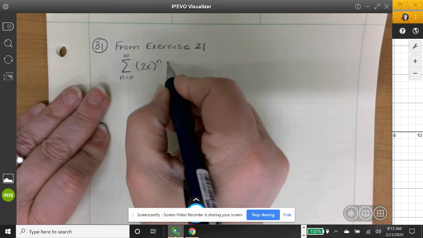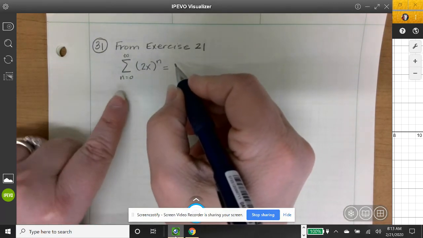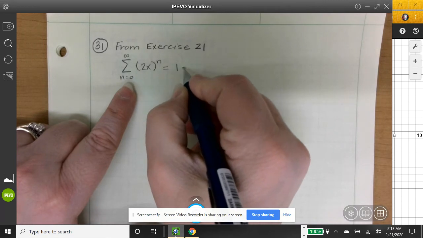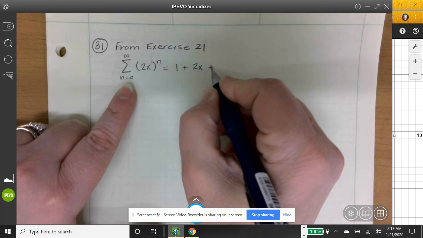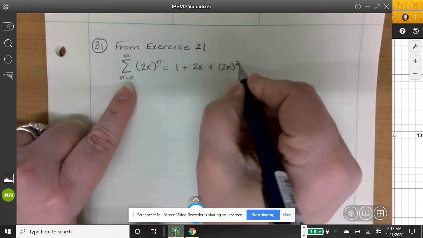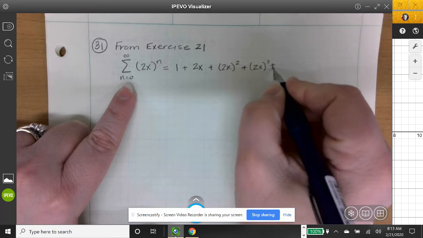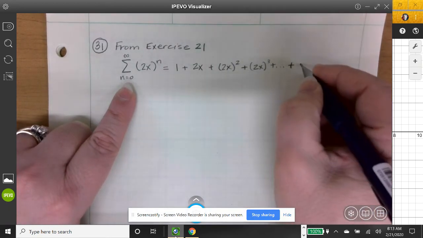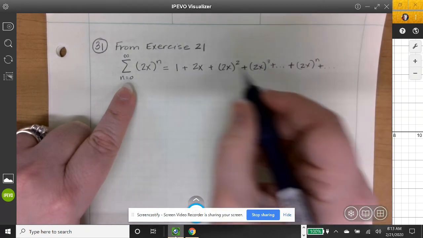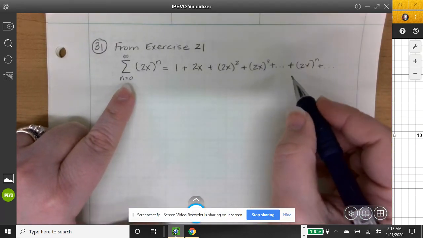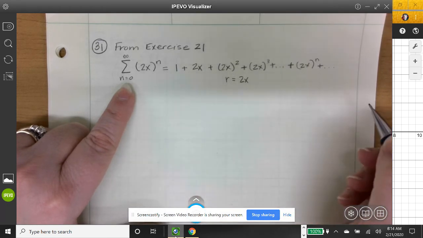And what the function was, if you expand this, if you let n equal 0, you get 1. Plus, if you let n equal 1, you get 2x. If you let n equal 2, you get 2x quantity squared. And then you get plus 2x quantity cubed, plus dot dot dot plus 2x to the n plus dot dot dot. You would find out here that this is geometric and that r is equal to 2x because you're multiplying by 2x every time.